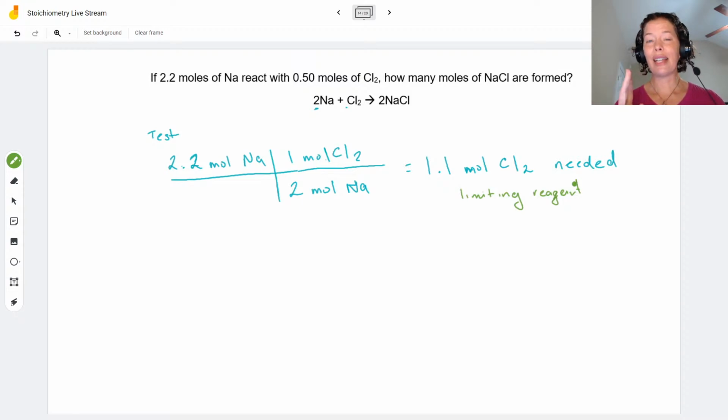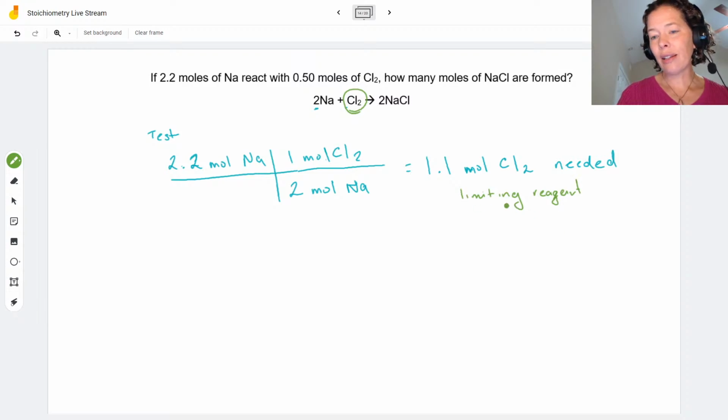Now, there are two things I like to do with limiting reagent problems, because you're going to have a lot of calculations and a lot of moles all over the place. I like to make sure that I circle it in my balanced chemical equation. And then, like I've already done here, I like to label it in my calculation.